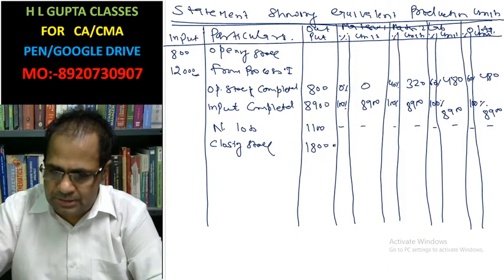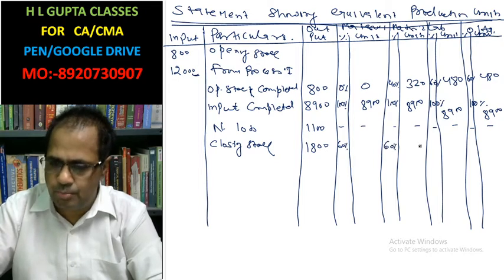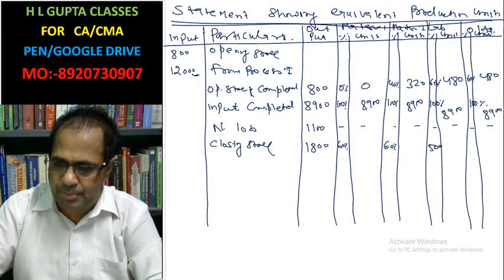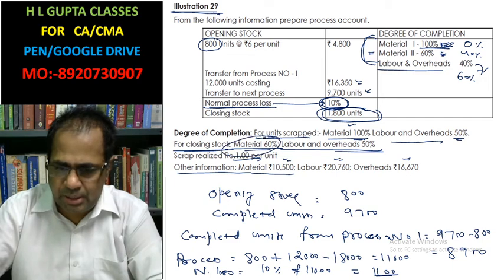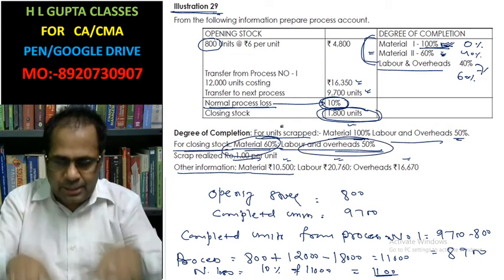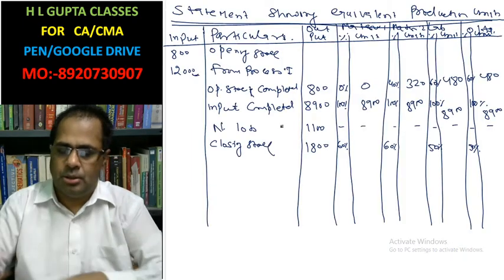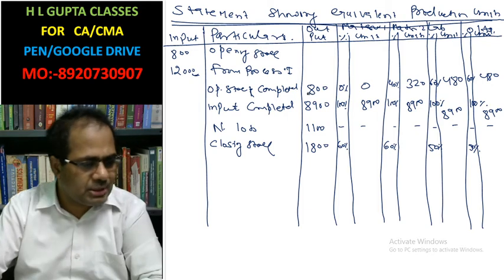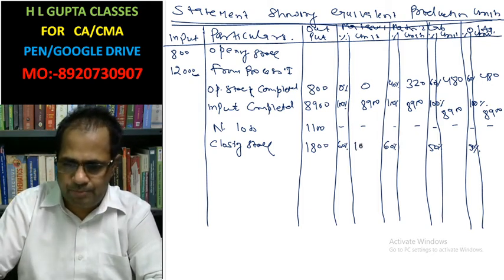This is your 60%. This is 50%. This information is given: 60% material, 50%. Closing stock, total work is done under this process only. That's why 60% is taken. Then 60%, what will be this? That 1,800 at 60%, so 1080 will be here.